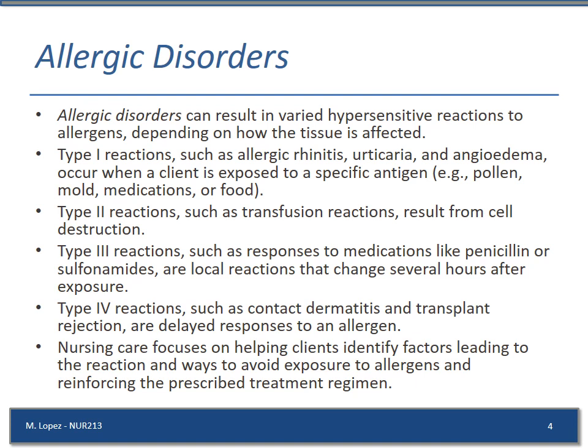So allergic disorders can result in varied hypersensitive reactions to allergens depending on how the tissue is affected. So there's different types of reactions. For example, a type 1 allergic reaction, an example could be allergic rhinitis or urticaria, angioedema. Type 1 reactions occur when a client is exposed to a specific antigen. Those antigens, examples could be pollen, mold, medications, or food.